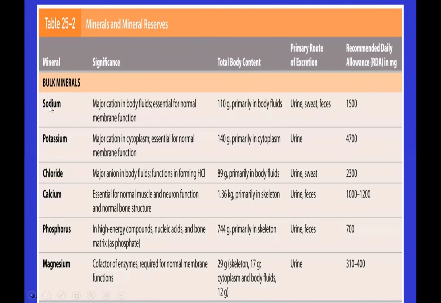Sodium is required, remember all the sodium pumps and potassium pumps. So the electrolyte balance is very important in our body. They all play a role in action potentials in our body and membrane function. Calcium for neuron function, for your bone structure. Phosphorus, DNA, deoxyribonucleic acid, ribonucleic acid. If you remember the DNA structure, it has a phosphate group in it. So phosphates are found in ATP. So we need phosphorus to make the high energy compounds and for nucleic acids.